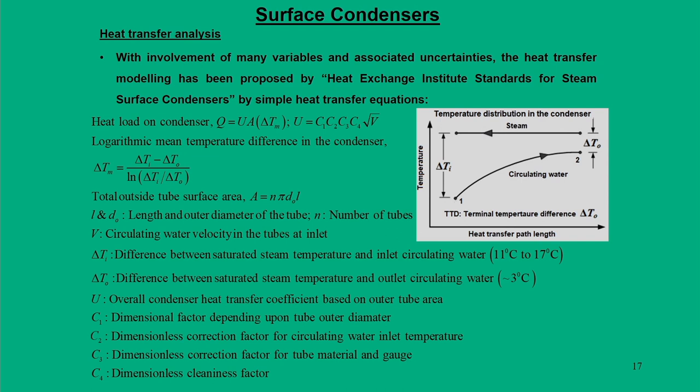Now, to design the various components of condensers, there are some standard calculations supported by heat transfer modeling, and these standards involve the Heat Exchange Institute standards for steam surface condensers. The simplified equation for the heat load on the condenser is based on the overall heat transfer coefficient U multiplied by the surface area, and this area is nothing but N into pi d0 into L. D0 is the outer diameter of the tube, L is the length of the condenser, and N is the number of tubes being used. And this delta Tm is the logarithmic mean temperature difference for the condenser, which depends on the inlet temperature difference and the outlet temperature difference, that is TTD. This is calculated as the parameter delta Tm.